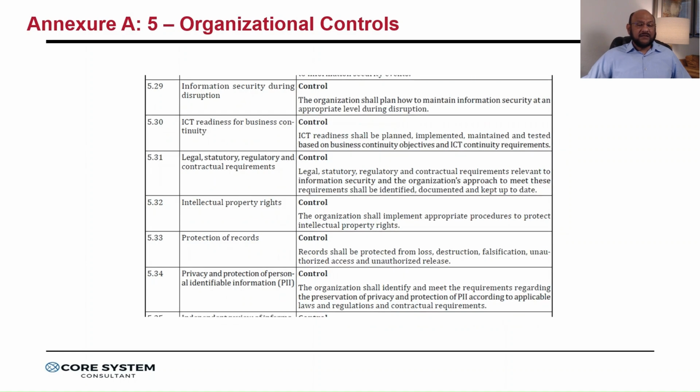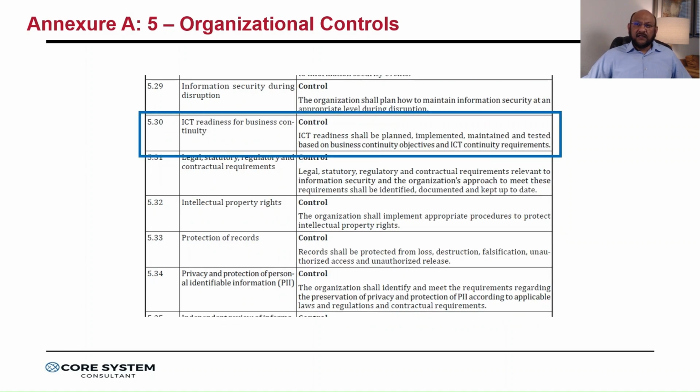Then, as the name implies, the business continuity. ICT is information and communication technology. And the issue with business continuity is that the testing is not that strong. I will get back to 5.30 when I get to the technological controls, in which there's backup testing. People start thinking that the testing of the BCP is the restoration of the backups, which is only part of the business continuity planning.